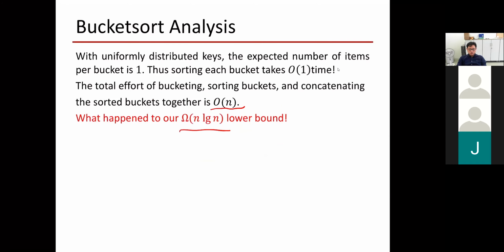What happened to our n log n? I told you that the fastest sorting is n log n. Oh, we just did a big O of n, which is faster than n log n. What happened to this?